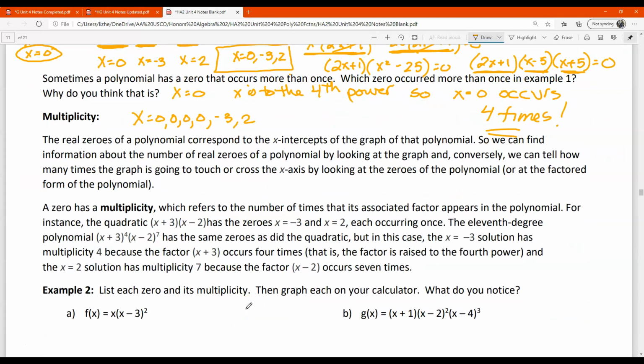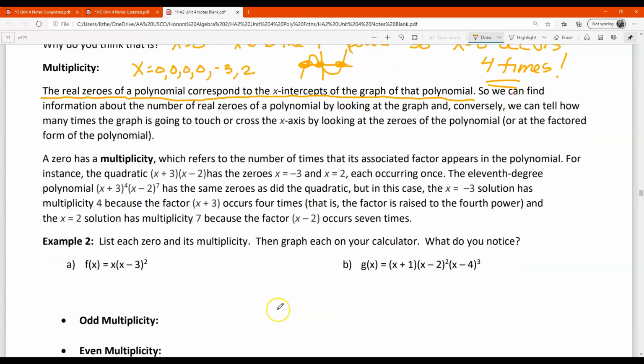The real zeros of a polynomial correspond to the x-intercepts of the graph of that polynomial. I know sometimes the math language gets confusing, but if I have a graph, the real zeros of the polynomial, 1, 2, 3, correspond to the x-intercepts, 1, 2, 3, of the graph. So we can find information about the number of real zeros of a polynomial by looking at the graph. And conversely, we can tell how many times the graph is going to touch or cross the x-axis by looking at the zeros, or at the factored form of the polynomial.